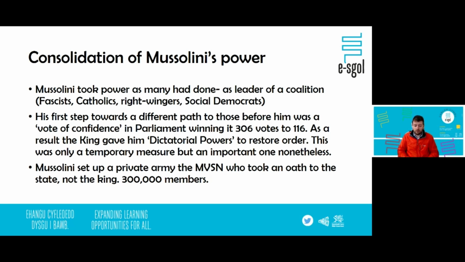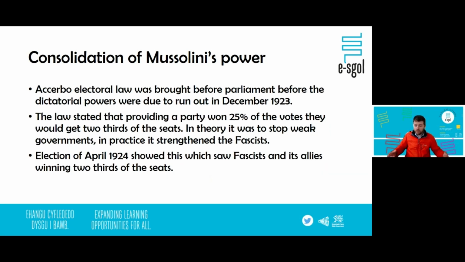Mussolini took advantage of it, setting up a private army, the MVSN, who took an oath to the state, not to the king. So no longer the king being seen as the commander-in-chief. And they had 300,000 members. This wasn't just like a small little group of ex-soldiers who were a bit annoyed. This was a huge number. Building on this, right? It's like he's building in confidence and confidence and confidence.